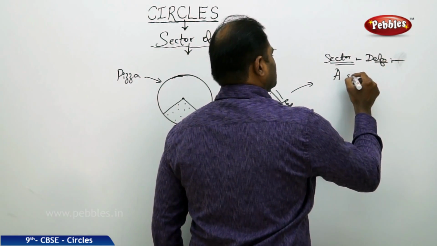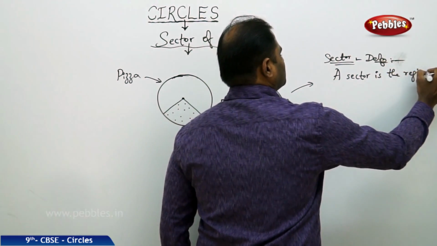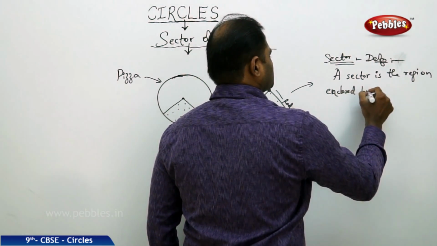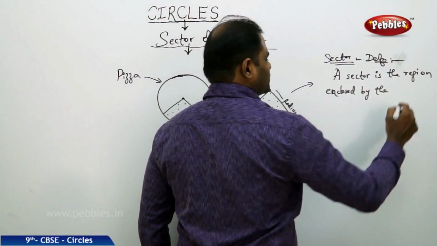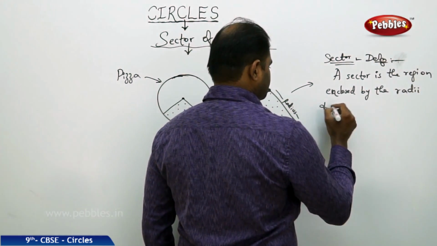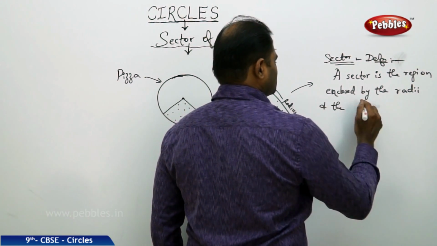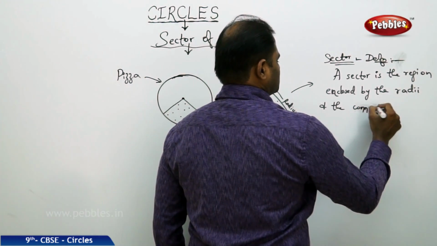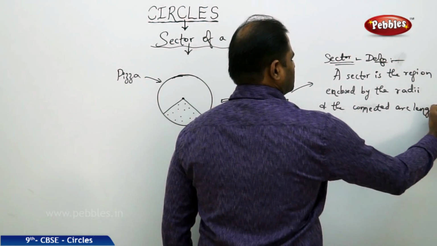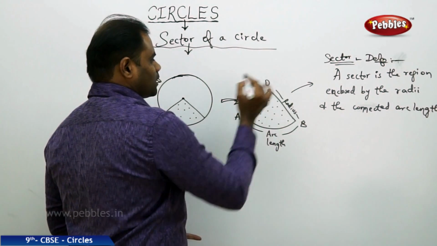A sector is the region enclosed by the radii and the connected arc length. So this is said to be the connected arc length between A and B and O.